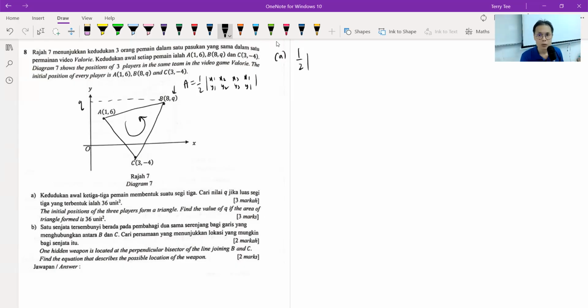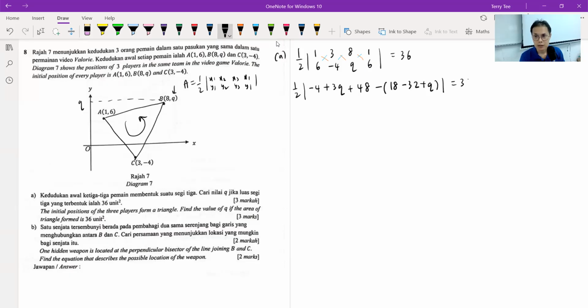I start with point A, which is 1, 6. Point C, 3, minus 4. Point B, 8, Q. Repeat the first point. Your answer is 36. Okay, so let's multiply downwards. I remember downwards first. Then you minus multiply upwards. Okay, so keep my half here. 1 times minus 4 is minus 4. 3 times Q is 3Q. 8 times 6 is 48. Okay, you minus, you can put it together if you want, as in a bracket like this. This is 18 minus 4 times 8 minus 32. Q times 1 is Q.